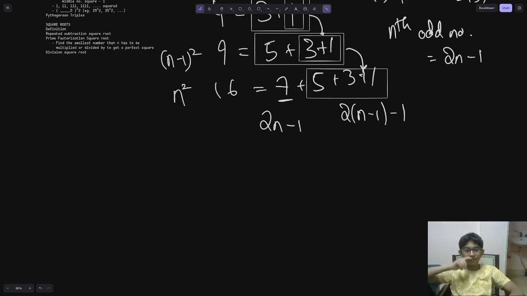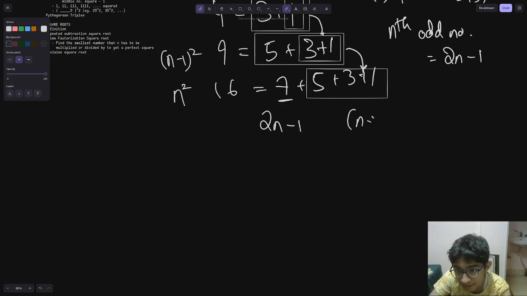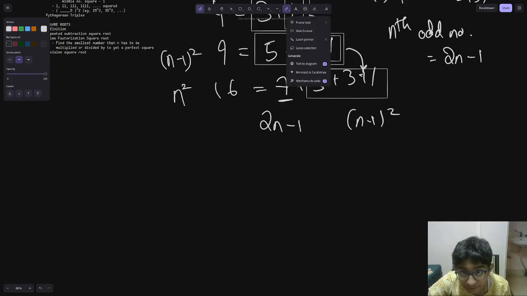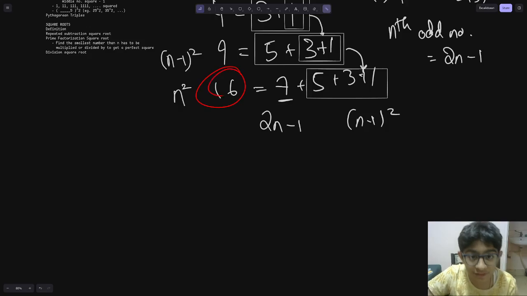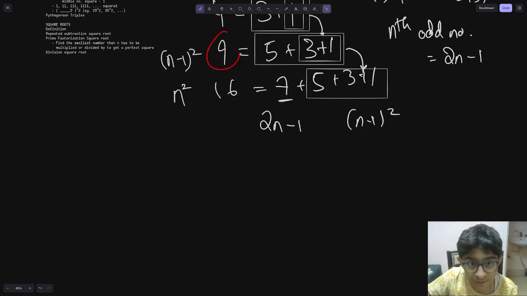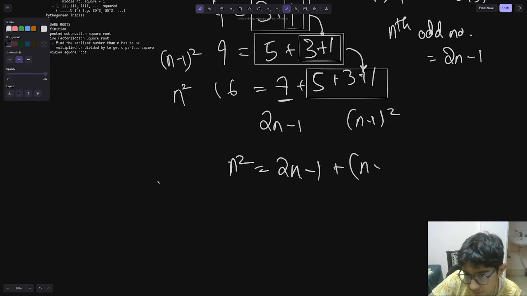Wait a second, did I do something wrong here? Of course I did. Anyway, this is absolutely wrong. I am so sorry if this confused anyone. This is n minus 1 square. We need to prove that this is equal to this plus this, which is n square is equal to 2n minus 1 plus n minus 1 square. So that's the only thing we need to prove here: n square is equal to 2n minus 1 plus n minus 1 whole square.